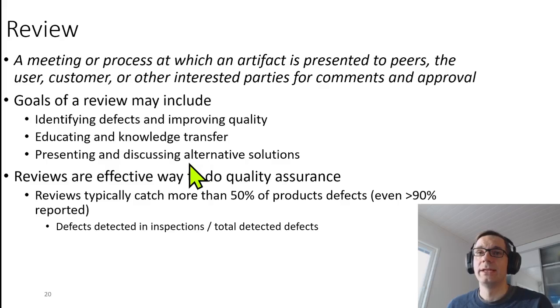Goals of the review may include identifying defects and improving quality. This is quite obvious. But also there is a chance to educate people and do knowledge transfer. It also enables presenting and discussing alternative solutions. For example, during a software design review, alternative solutions for a particular problem may be discussed, presented and compared.